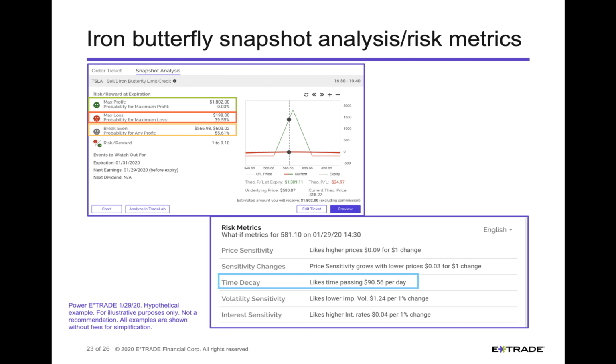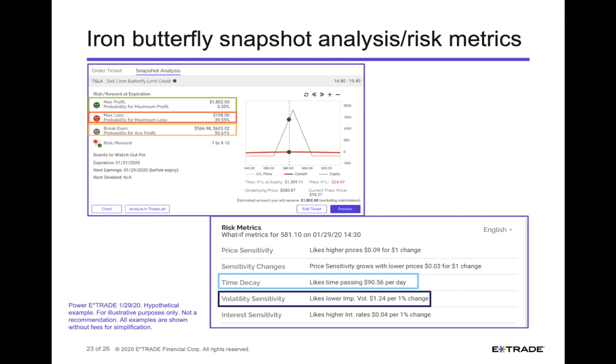What happens? What's the price sensitivity like? Does it like higher prices or lower prices? Well, it currently likes higher prices, but only 9 cents. So it's not very sensitive to price movement. How about time decay? Every day passing is $90.56. This thing is very sensitive to time. Unfortunately, time only moves forward. So every day we move forward, you sort of build a cushion around you a little bit.